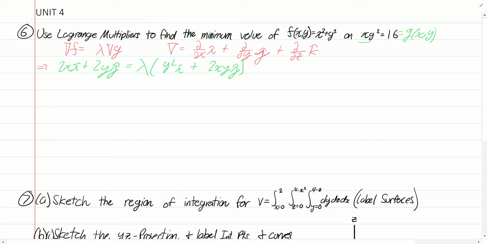So now we're going to make two equations from this, from your i and from your j. And remember, we need three equations because we have three unknowns: x, y, and lambda. So the third equation is just x y squared equals 16. Our i equation is everything with our i terms in it, right here and here, and our j equation is all of our j terms. So our i equation becomes 2x equals lambda y squared, and our j equation becomes 2y equals 2xy lambda.